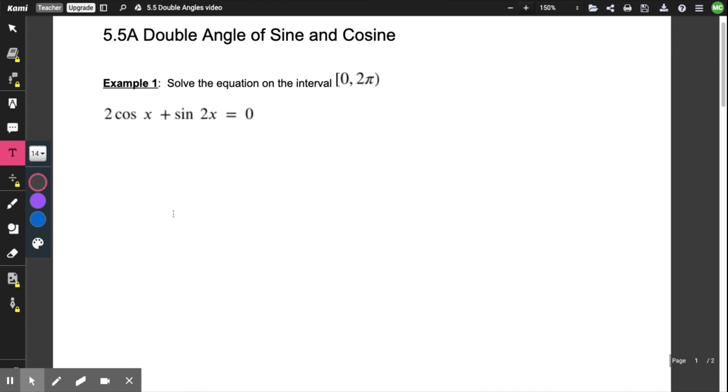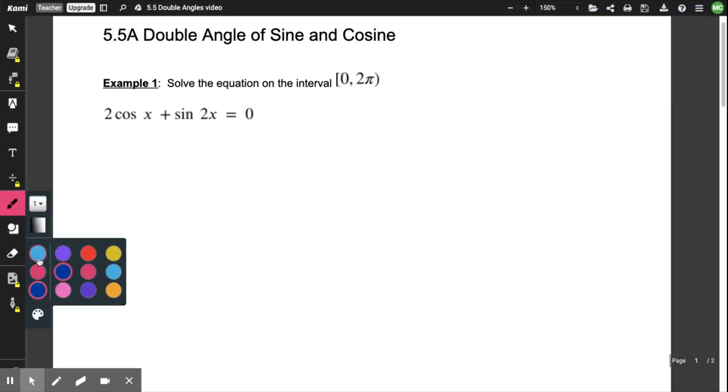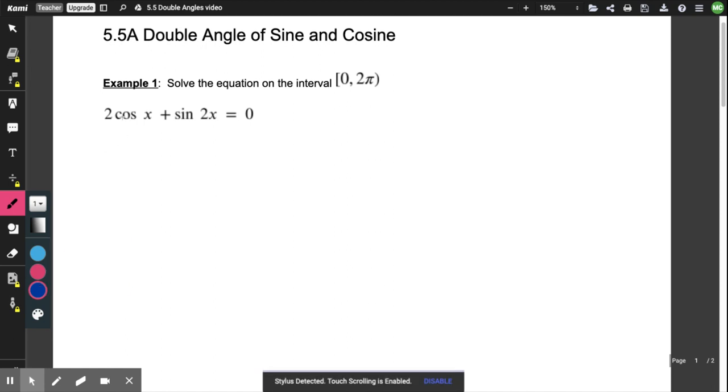Okay, we're going to be using the double angle formula for sine in order to solve an equation here. The reason I know I need to use that on this one is because I have 2 cosine of x and then also a sine of 2x. So I do have 2 different trig functions playing together in this equation, but in addition to that, one of those has an argument that is a double angle.